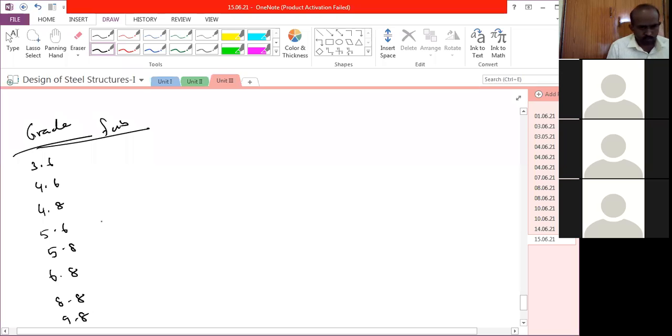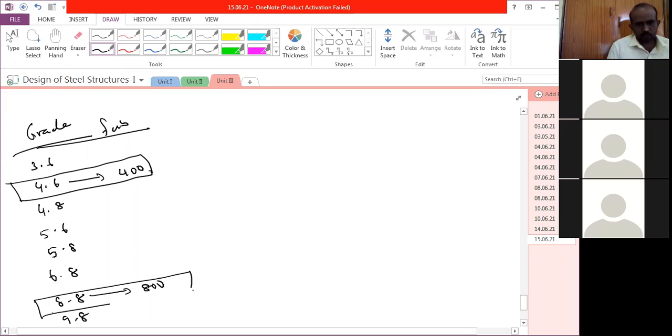Okay, for 4.6 it was mentioned as 400. For 8.8 it is mentioned as 800. So in your problem it will come as 4.6. In rare cases it will come as 8.8. So maximum 4.6 only it will come, 4.6 grade of bolt. Okay.